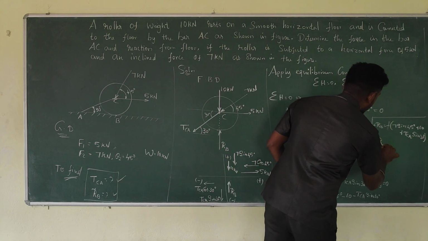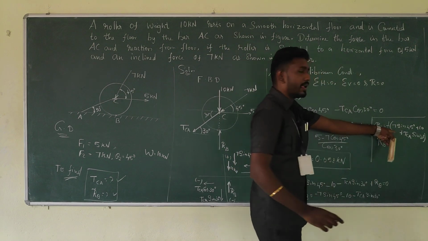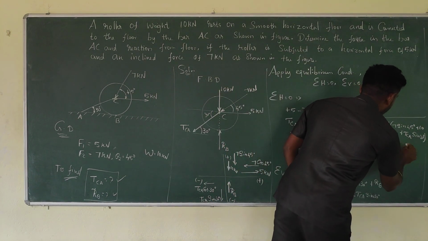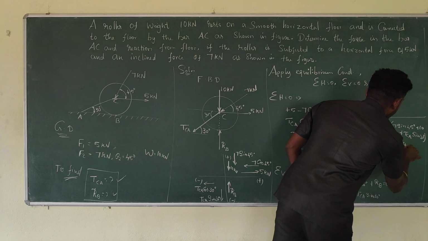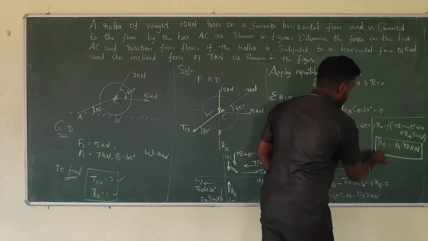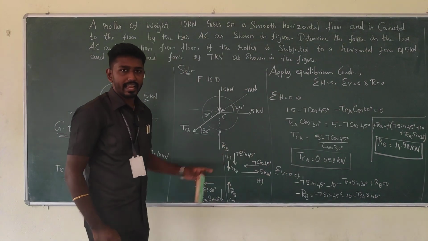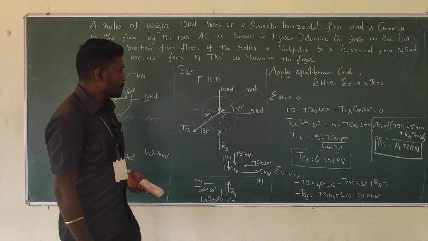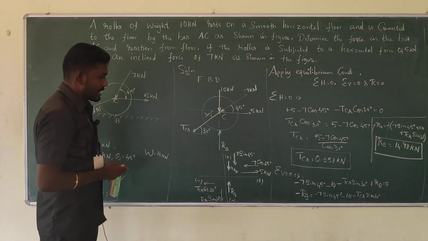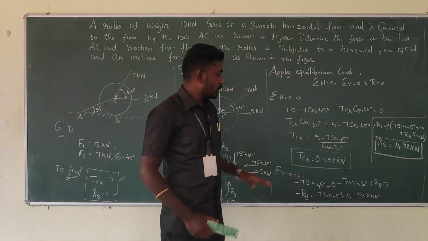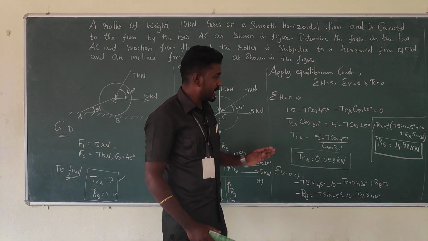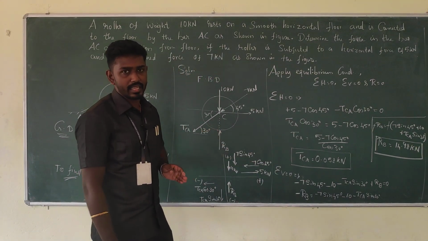If you calculate this value directly in the calculator, you will get the reaction at B as 14.98 kilonewton. So at last we can write the result: TCA is equal to 0.058 kilonewton and the reaction at B is equal to 14.98 kilonewton.